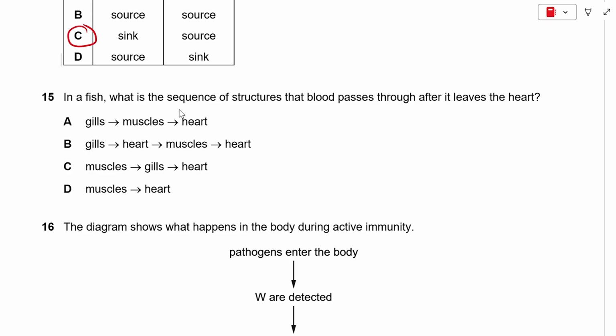So in a fish, what is the sequence of structures that blood passes through after it leaves the heart? It will go to the gills, then it will go to the body muscles, then after that it will return back to the heart. So our choice will be A.